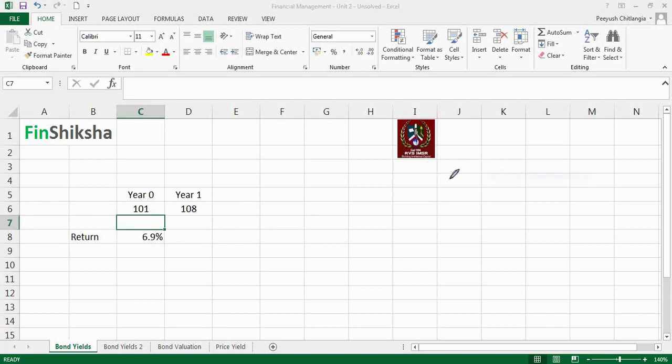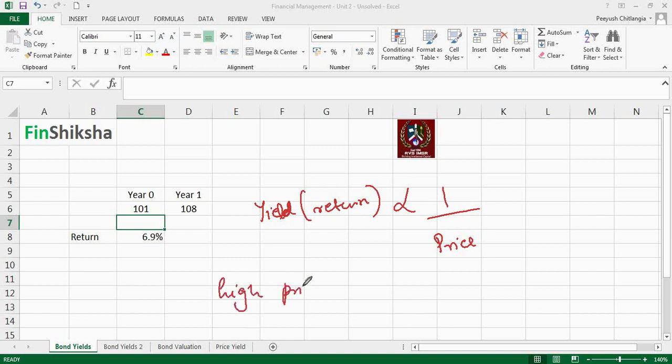And one thing that is very clear is that the yield or return that you are making on this is inversely proportional to the price that someone is paying. Higher the price, high price will mean low yield, and low price will mean high yield. Correct? So that's the first understanding that we get.